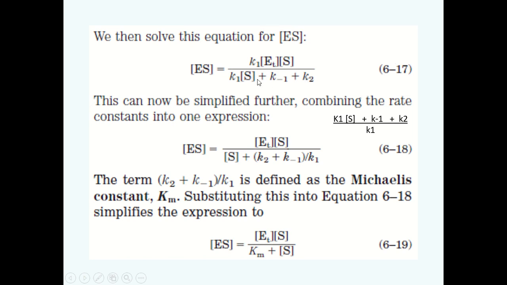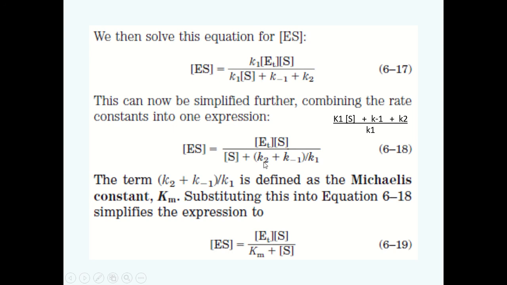Now we further simplify the denominator of this equation. This is the denominator of the equation shown here, K1S plus K minus 1 plus K2. So we divide this entire denominator by K1. When we divide it by K1, K1 by K1 will be cancelled. That will become S, and the rest of the expression will be K minus 1 plus K2, the whole divided by K1. So this will become the denominator of this equation.